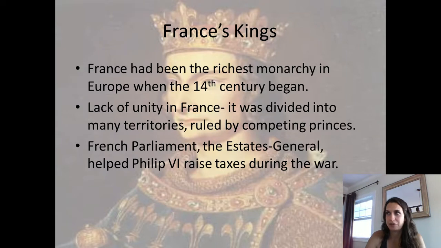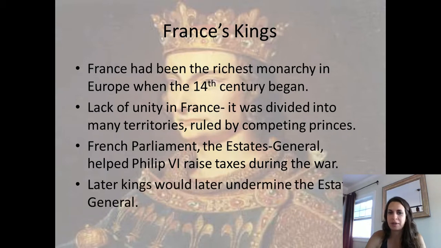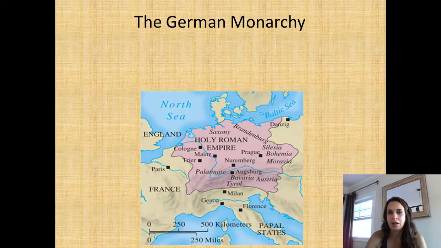And he doesn't want to have to worry about things like the Estates General not giving him the money he wants. So later on, French kings from that point on, starting with Louis XIV, are really going to undermine and in some cases completely get rid of the Estates General, in which we will be seeing the rise of absolute monarchies.